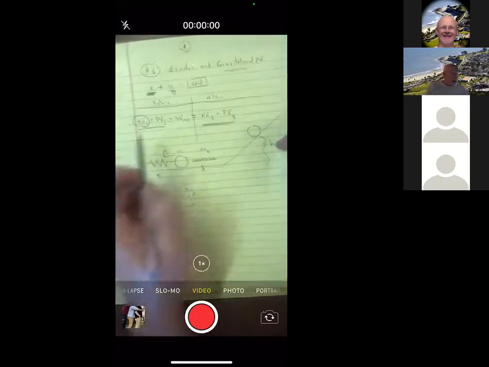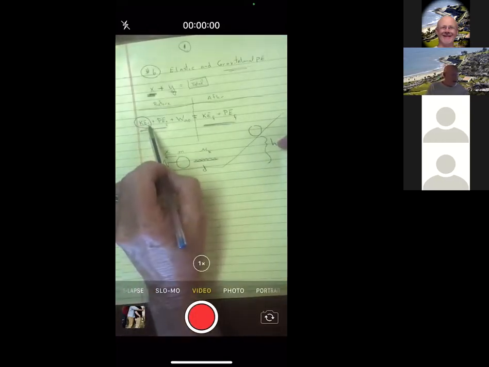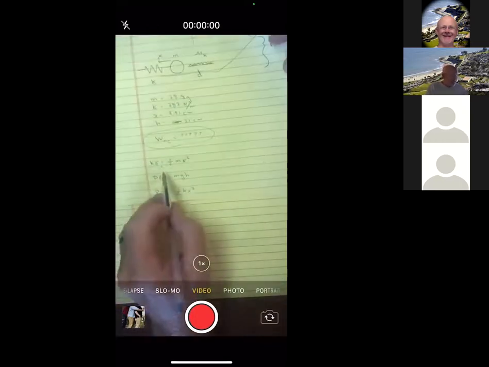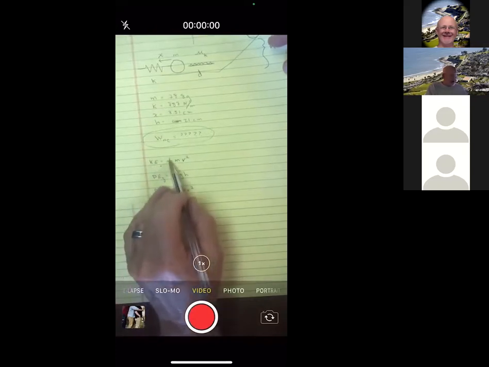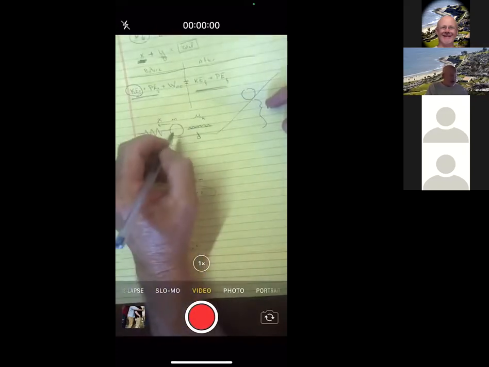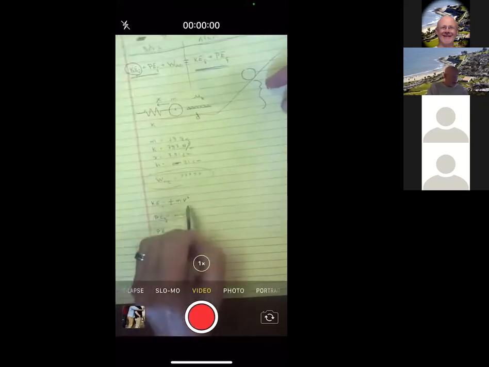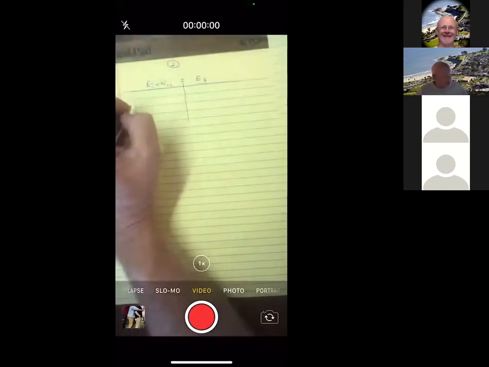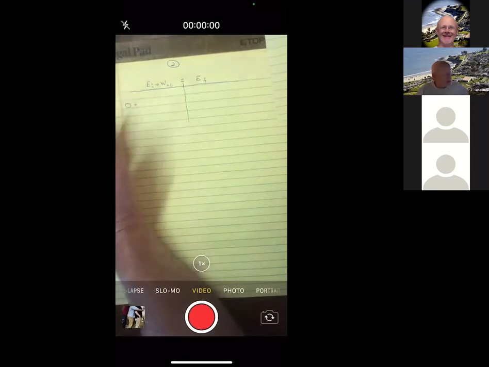So starting back here, how much initial kinetic energy do I have? Well, we're starting from the ball compressed and the ball at rest, 0 velocity. 0 velocity would mean 0 kinetic energy.